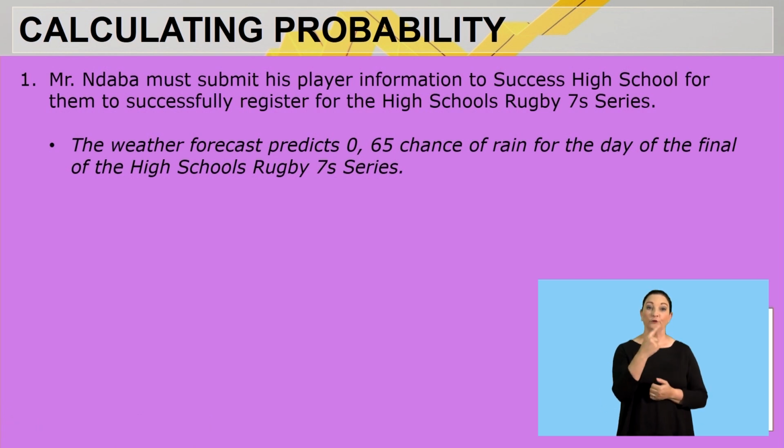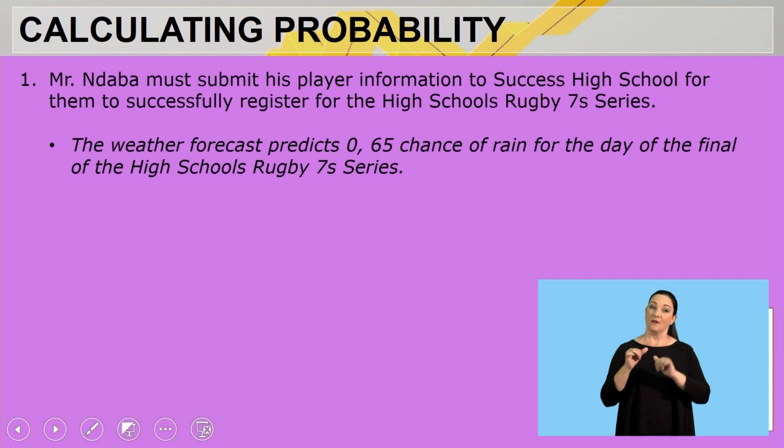At question 1, Mr. Ndaba must submit information to Success High School for them to successfully register for the High School Rugby Sevens series. There's a statement that indicates the weather forecast predicts a 0.65 chance of rain for the day of the final of the High School Rugby Sevens series. So, there's our context.